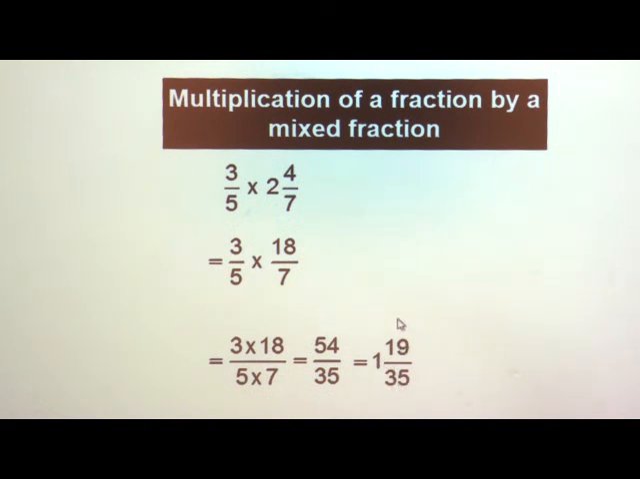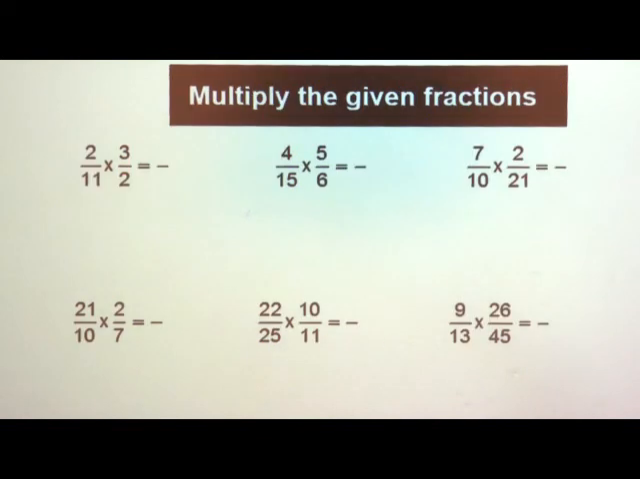So again we converted the answer into a mixed fraction when it is required, because we are getting an improper fraction here. If you are getting a proper fraction, there is no need to do anything, just keep it as it is. If it is possible to reduce, reduce it and write it in the simplest form. Hope, my dear students, you understood the multiplication of a fraction by a mixed fraction. We will see some examples related to this.